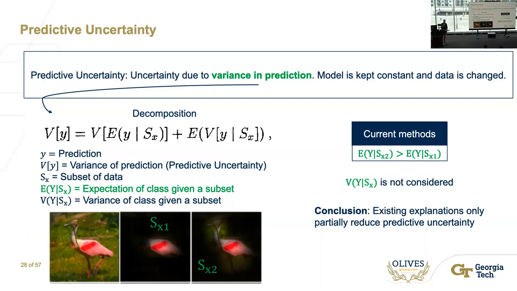And those features are defined how? Sorry? How are those features defined? There are data sets where you already have access to these features. Birds is one example of these data sets. Yeah, but even without having access to these features, we can just think of them as a set of pixels that are together.